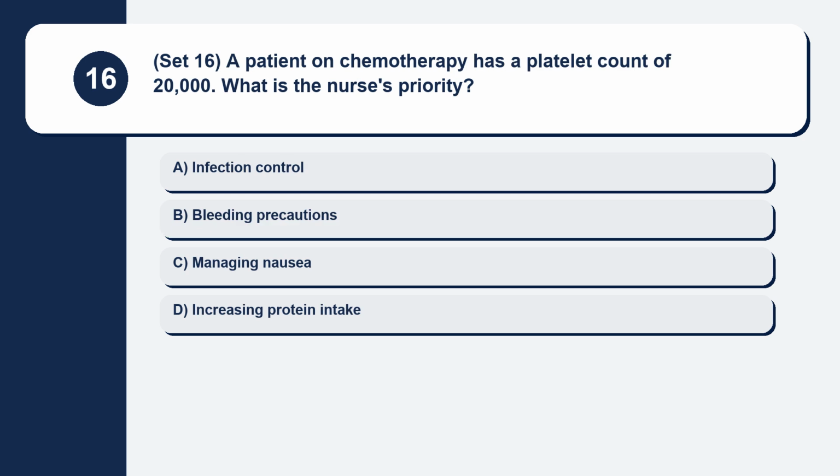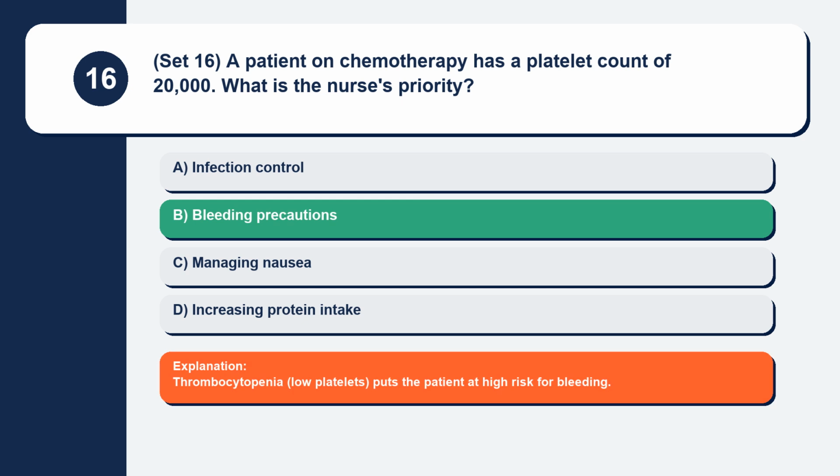Question 16, Set 16. A patient on chemotherapy has a platelet count of 20,000. What is the nurse's priority? Infection control, bleeding precautions, managing nausea, increasing protein intake. Thrombocytopenia, low platelets, puts the patient at high risk for bleeding.